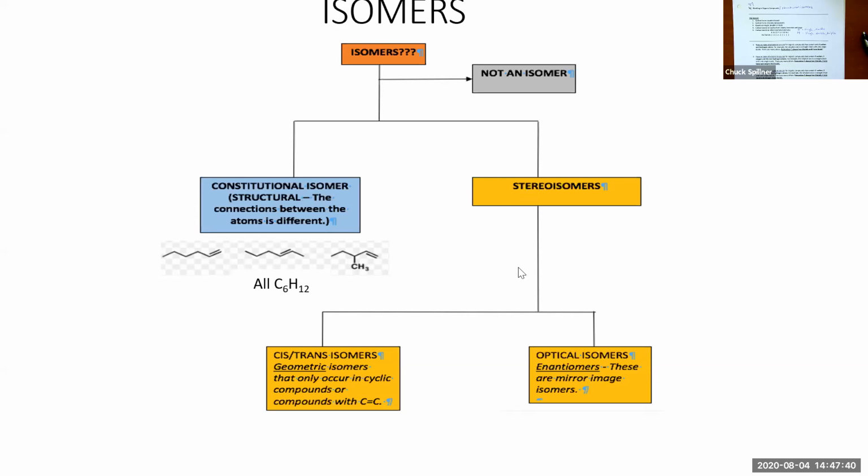And our stereoisomers, there are two kinds. We're going to talk about the cis-trans isomers that we heard about previously in chapter 19, and then also optical isomers, which are mirror images that are not superimposable. So we'll continue. Let's go on.